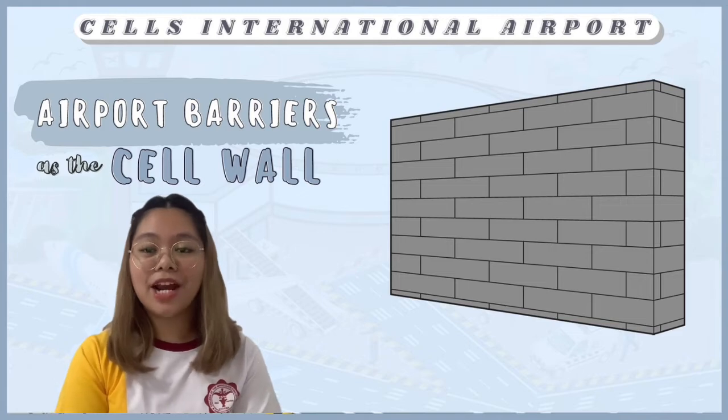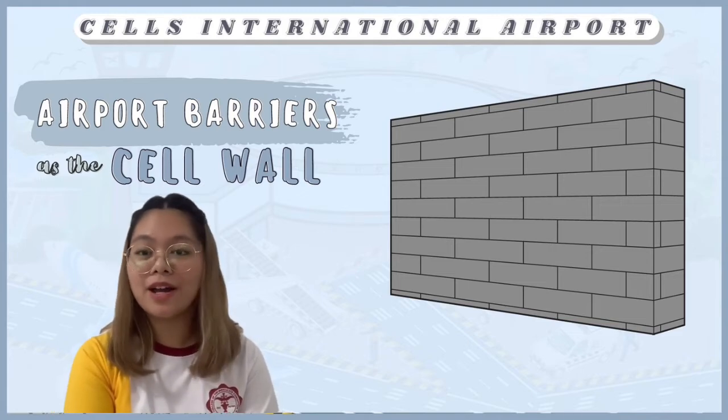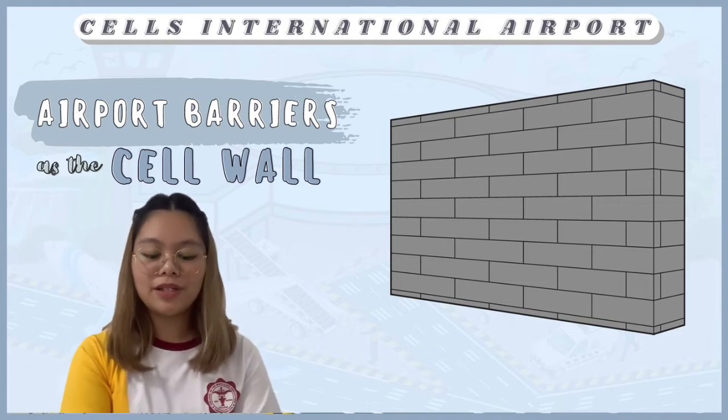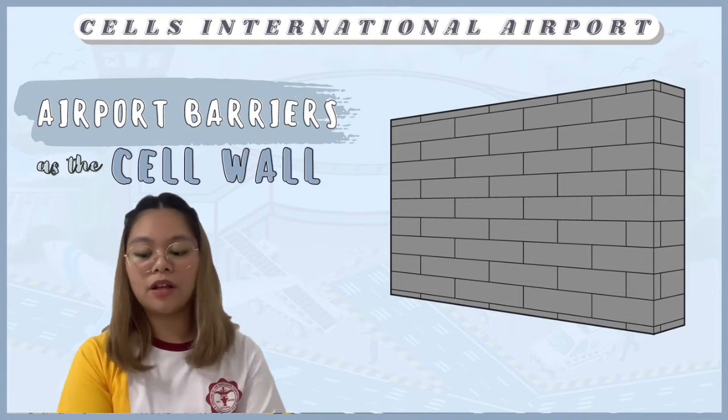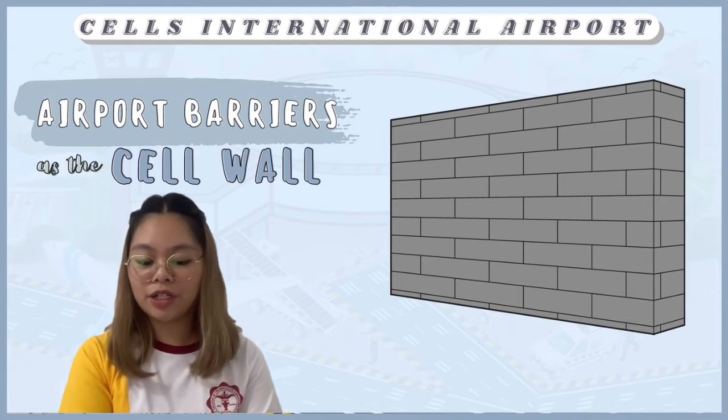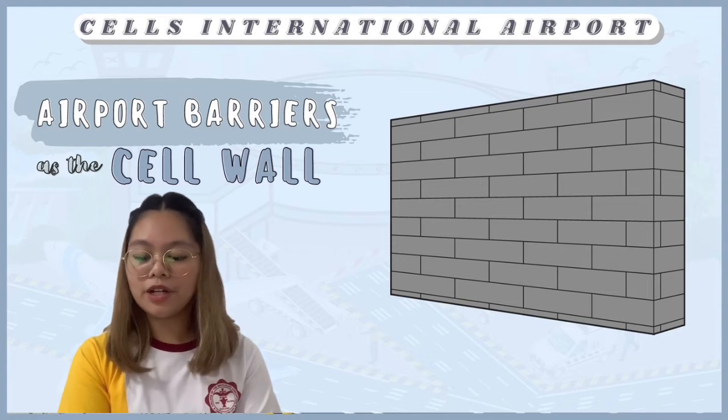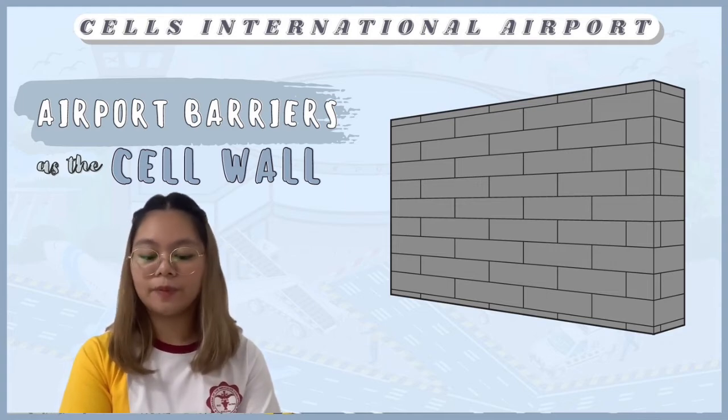So in cells, the airport barriers or the walls are the cell walls. The cell wall acts as a second or the support barrier of the cell membrane, as it resides outside of it. It serves as the extra protection of the cell and it gives the cell its structure. The cell wall is also in charge of the intercellular transfer.